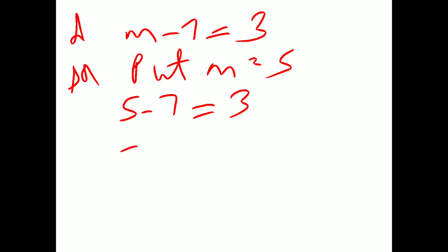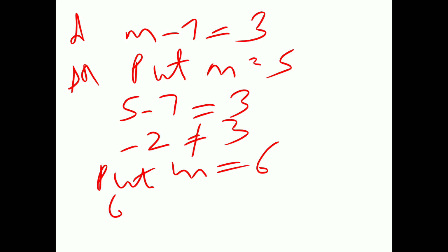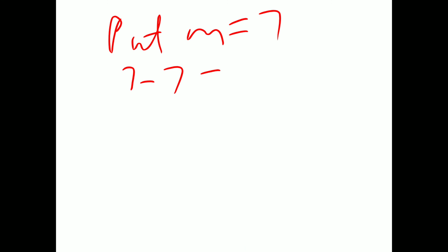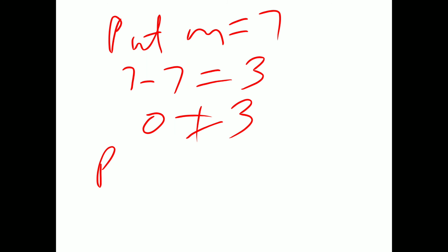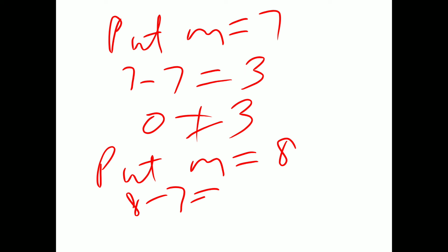5 minus 7 is minus 2 because we always put the sign of the biggest number. Now we put m is equals to 6. 6 minus 7 is equals to 3. Answer is minus 1, which is not equals to 3. Now put m is equals to 7. 7 minus 7 is equals to 3. No, it is not equals to 3. Next time put m is equals to 8. 8 minus 7 is equals to 3. 1 is not equals to 3.